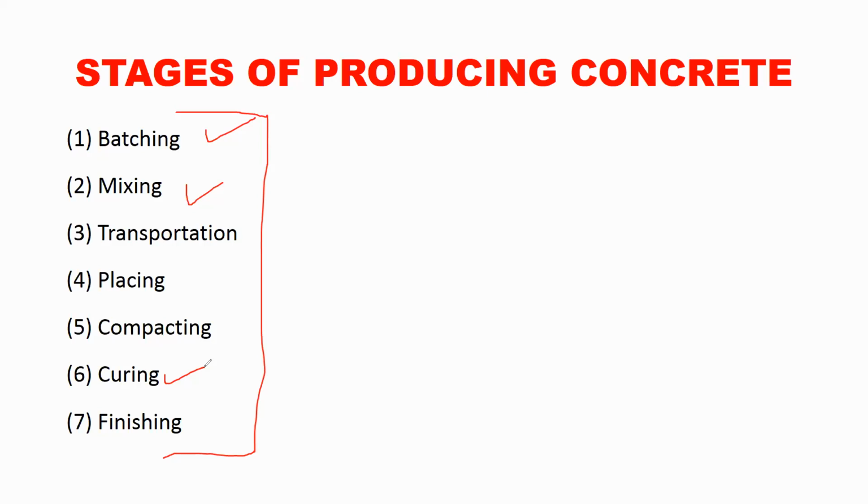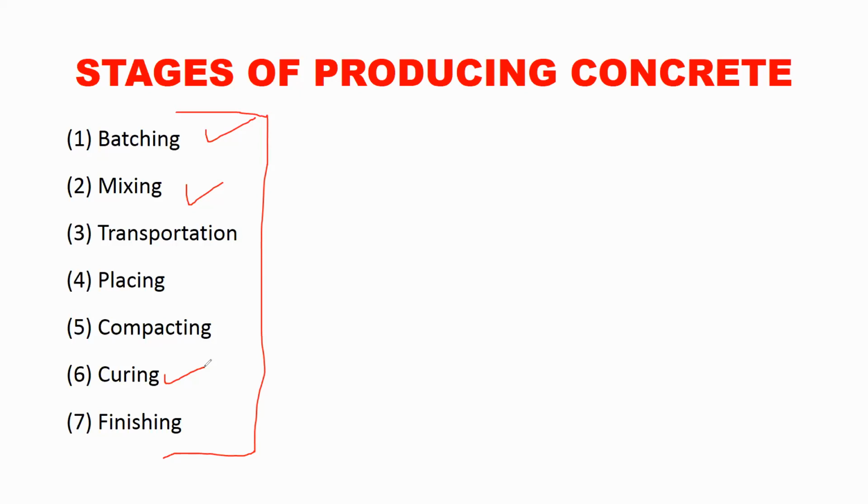So these are the different stages of producing concrete. The first step is batching, where you take all the ingredients of concrete in their proper proportion. The next step is mixing. After taking the ingredients, you have to mix them. After mixing, you have to transport them to the final position. When you reach the final position, you have to place the concrete into its destination. So the fourth step is placing.